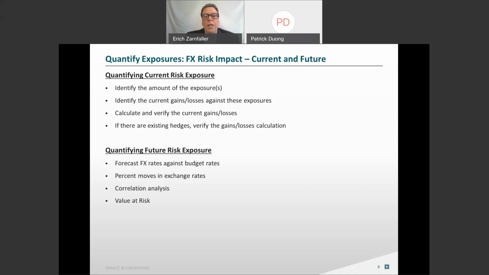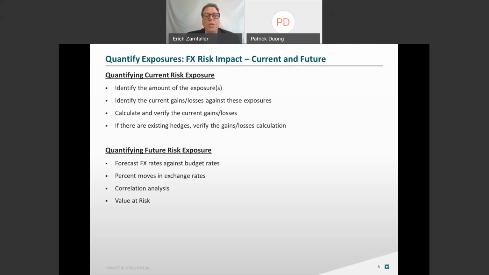Then there are more quantitative and statistical methods of calculating the potential impact of FX risks. Some companies use correlation analysis to analyze the different currency exposures against a proxy currency. This method can potentially reduce the amount of exposures hedged and the number of trades, and still mitigate a significant portion of the risk.